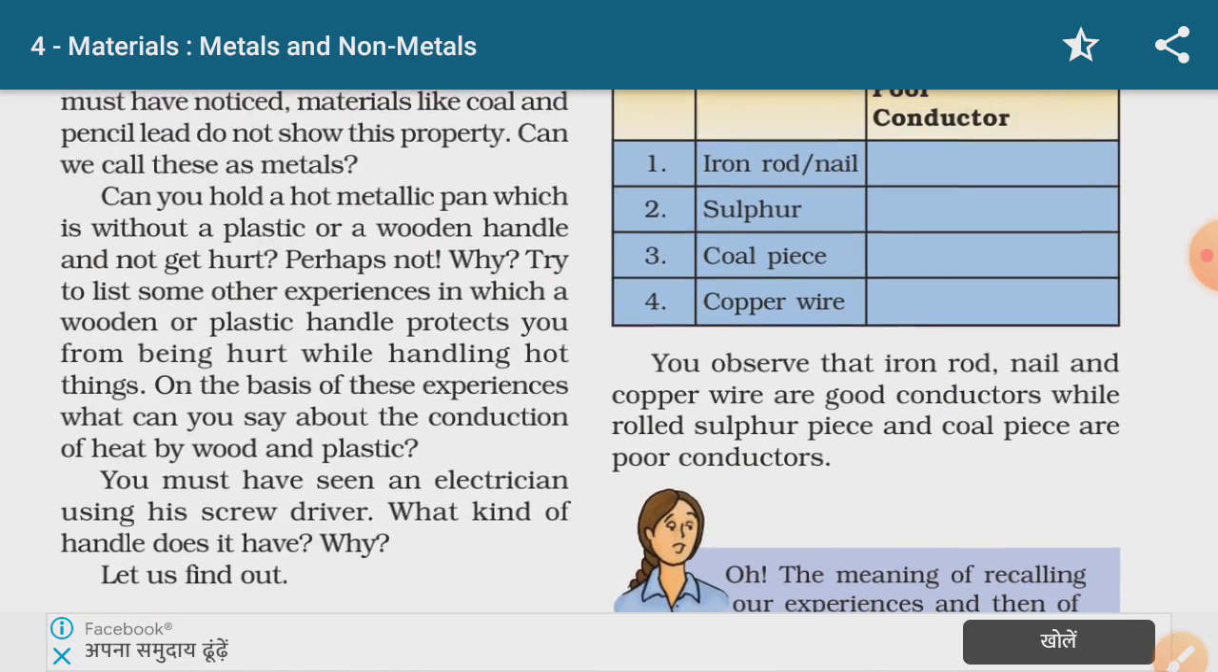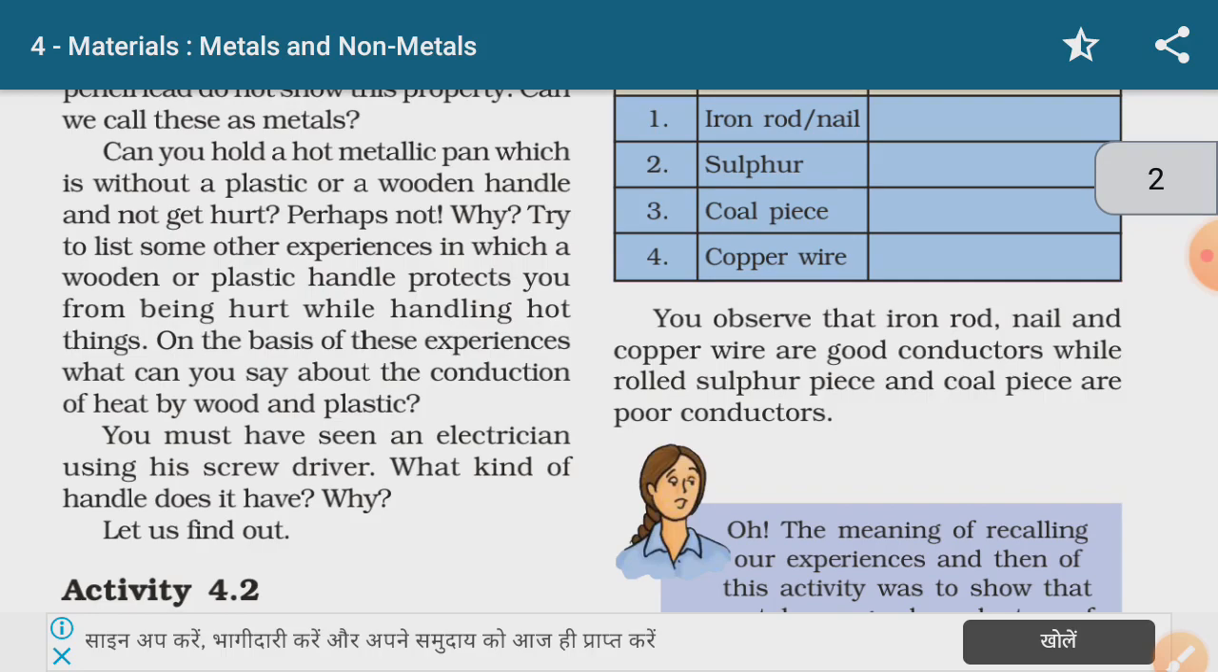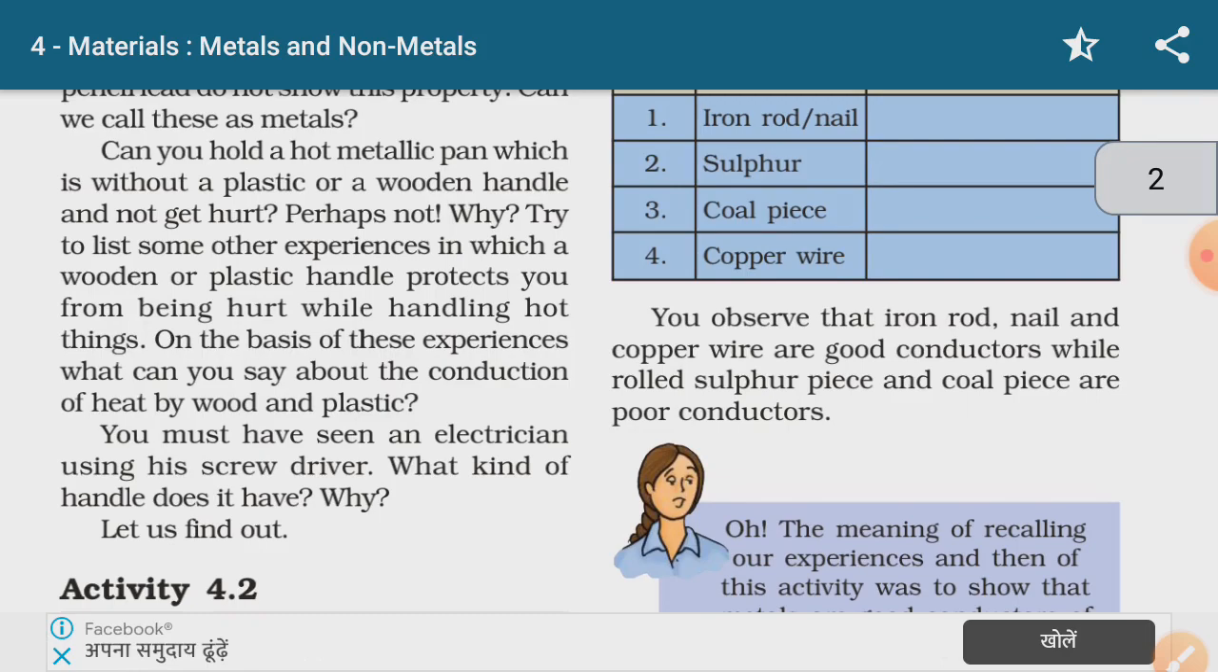Now the second property is related to conductivity. Can you hold a hot metallic pan which is without a plastic or a wooden handle and not get hurt? Perhaps not. Why? Try to list some other experiences in which a wooden or a plastic handle protects you from being hurt while handling hot things. On the basis of these experiences, what can you say about the conduction of heat by wood and plastic? You must have seen an electrician using his screwdrivers.